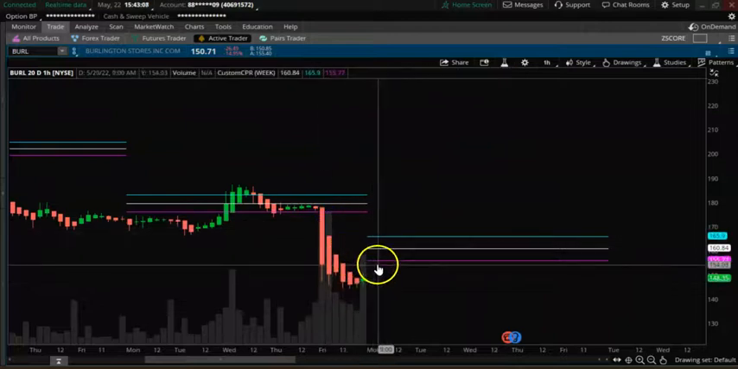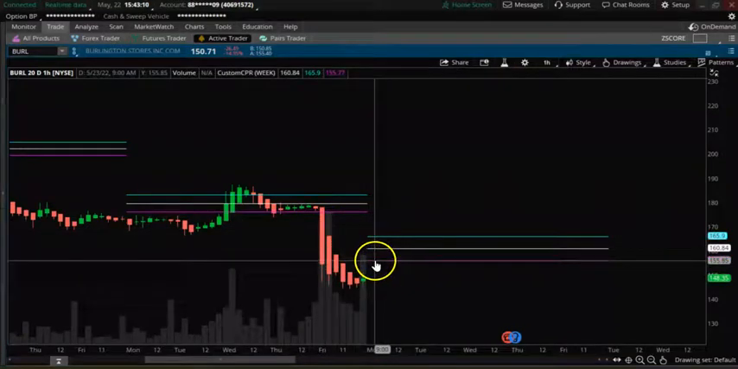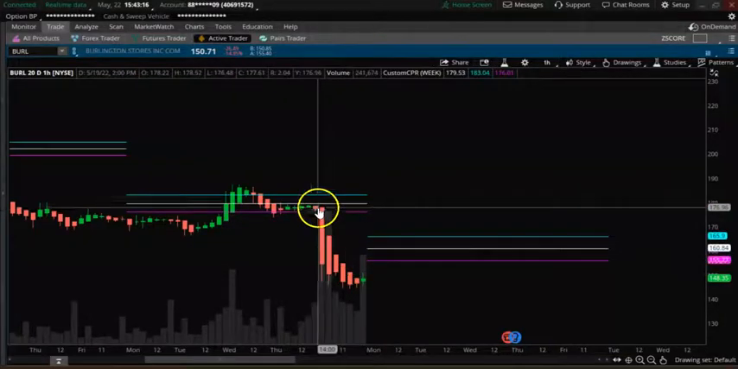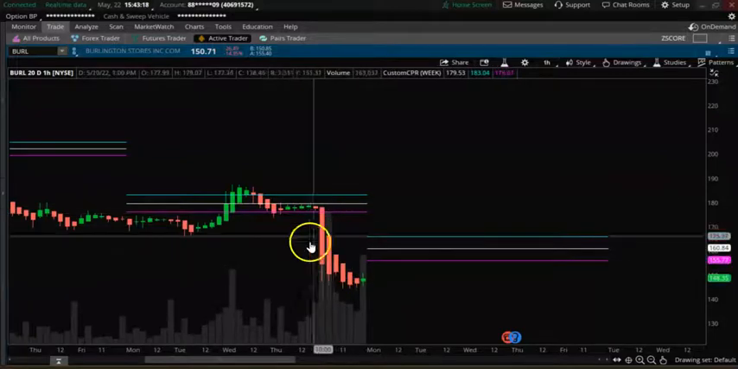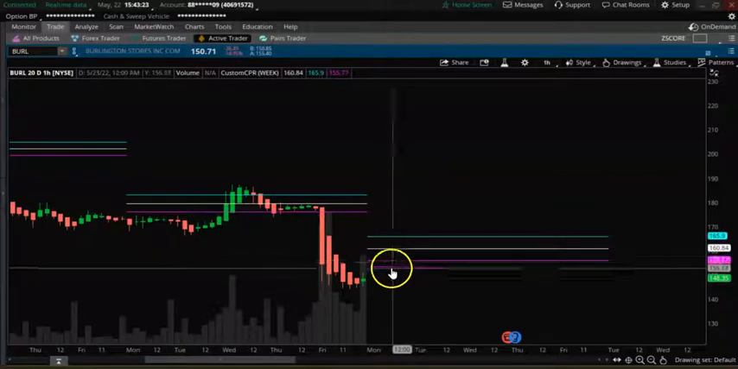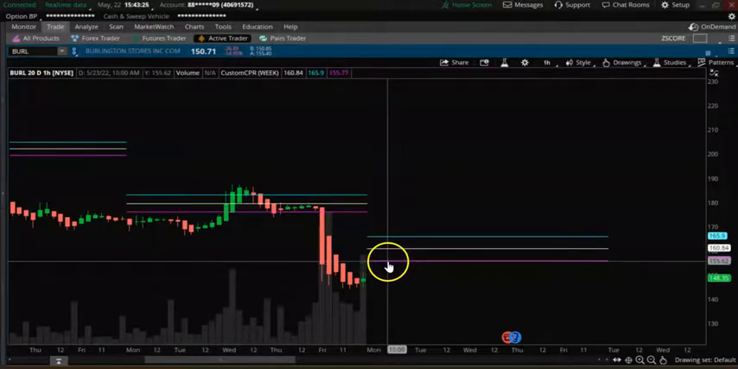So as soon as you see one more red candle below this CPR, you can take the short trade. First you have to wait for 1 hour. You have to see a candle like this. This stock has already fallen below, so you want to wait for one more drop to happen next week, Monday.